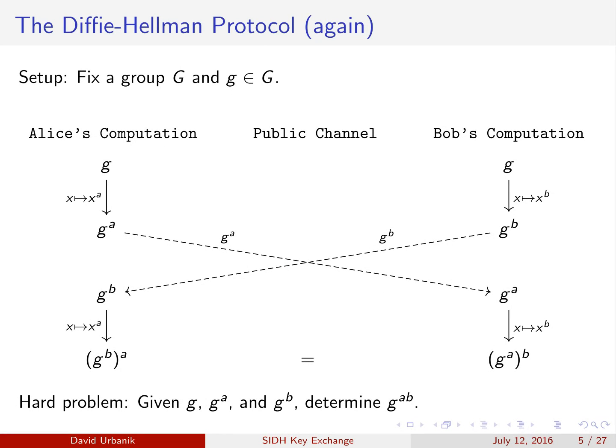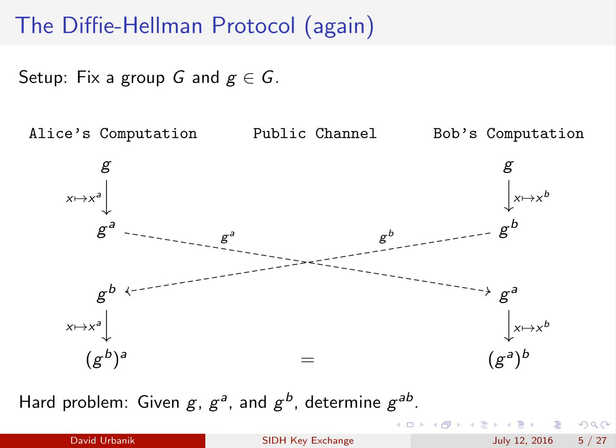So if we look at this diagram again, we can ask ourselves, well, why did we need this group? What does the group do for us? The group basically does two things for us. First of all, it gives us a space of these possible S values, these possible shared secrets. And it also gives us a way of choosing these exponentiation maps, which commute with each other. Okay?